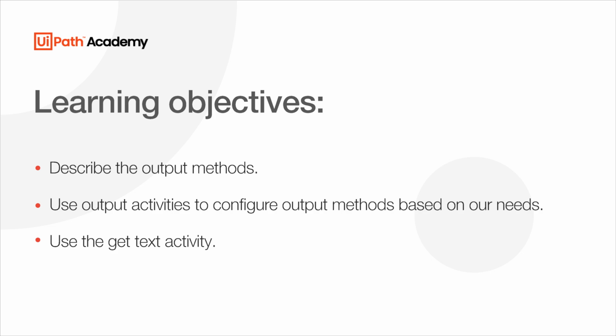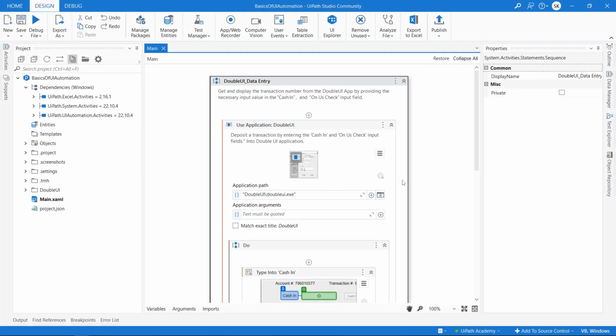At the end, we'll see a demonstration of how we can iterate through inputting data to the WI app, retrieve the transaction number for each entry, and write it back to an Excel sheet. We know output activities are used to extract data in general as text from a UI element. The output method is the technology behind output activities, which enables the extraction of data from UI elements.